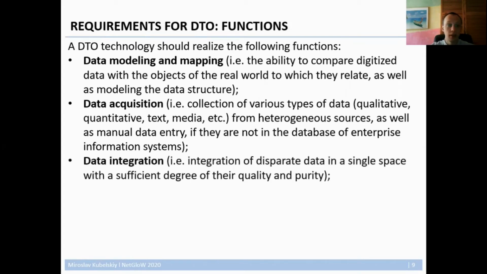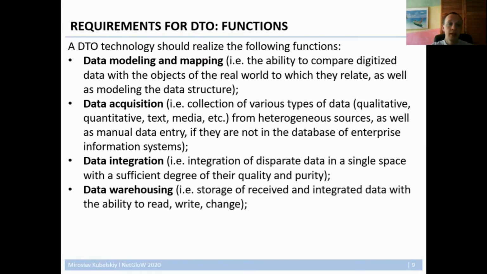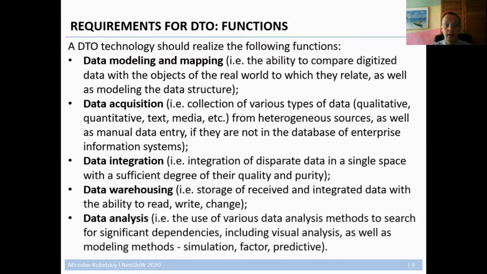Data integration, that is, integration of disparate data in a single space with a sufficient degree of their quality and purity. Data warehousing, and data analysis. So we need to have an opportunity to use various data analysis methods to search for significant dependencies, including visual analysis, as well as modeling methods such as simulation, factor, and predictive models.